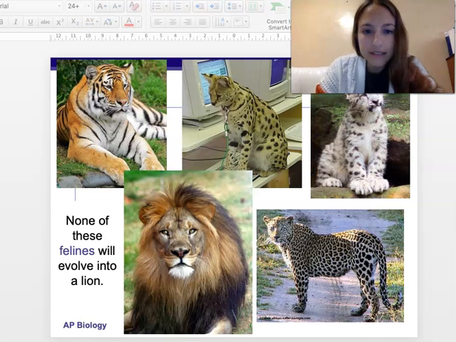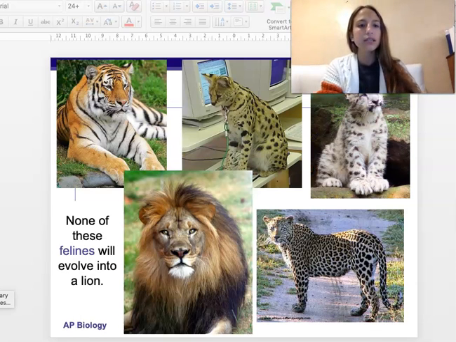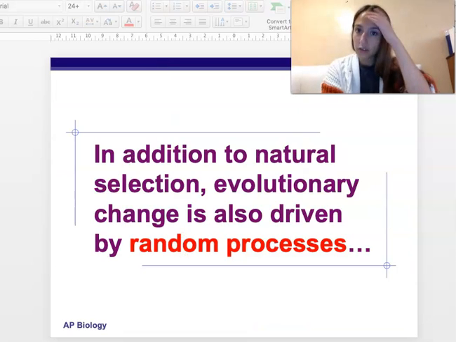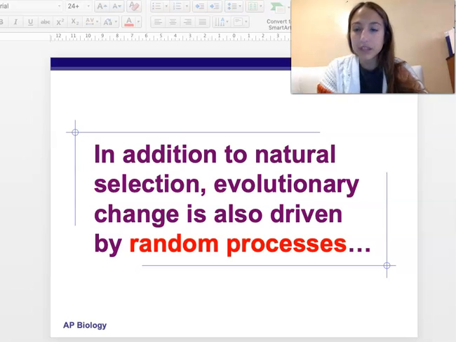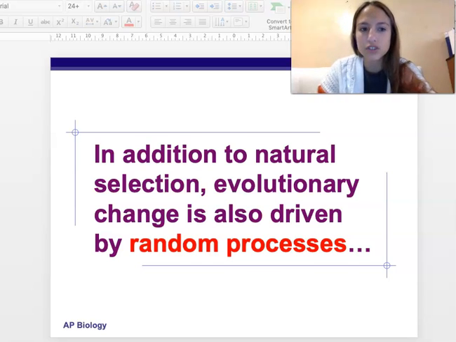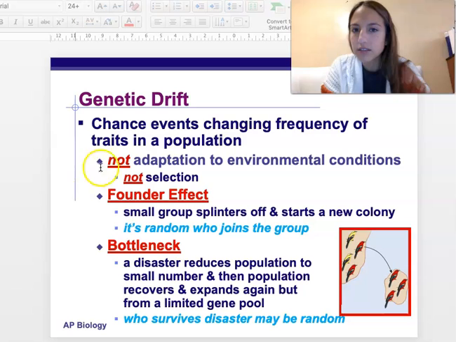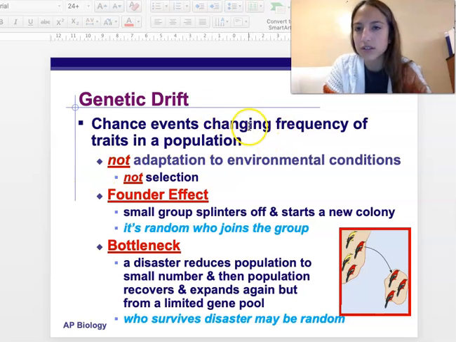Okay, and the last thing that I do want to talk about is the fact that evolution does not only have to happen through natural selection. Natural selection, remember, is not random. Okay, it has a direction. It favors something. It favors the beneficial trait. There is evolution, or there are changes in different traits in a population, just based on random processes, based on chance alone, and this is called genetic drift. Okay, so chance events can change the frequency of traits in a population.